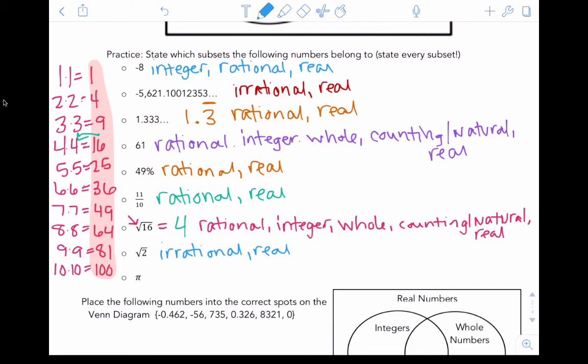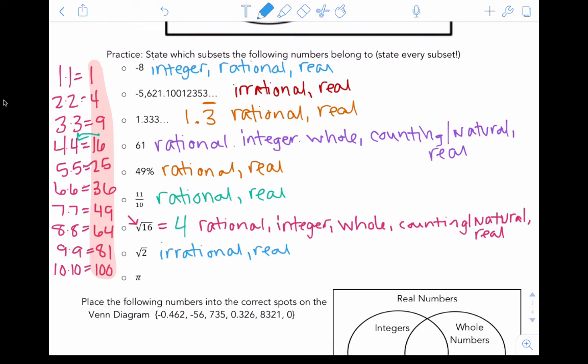One thing I want to point out real fast is some people sometimes mix up rational and irrational with positive and negative. Positive and negative have nothing to do with rational numbers versus irrational numbers. Decimals are what make numbers rational and irrational. So we have to look at that decimal. It has to be able to be written as a fraction.